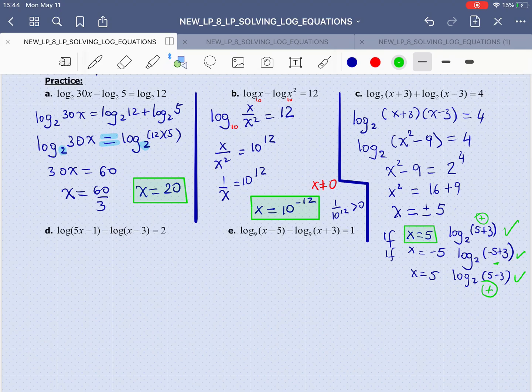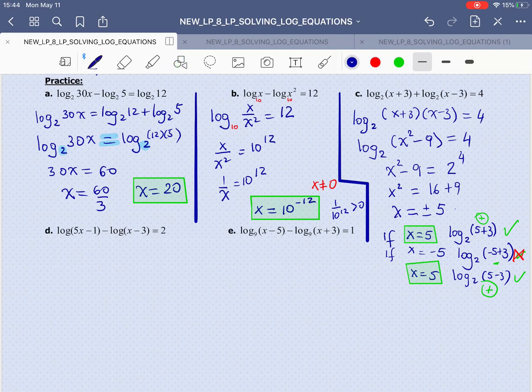So x equals 5 we had no problems with, right here. And this x equals 5, no problem with that. So we'll accept it. But x equals negative 5 didn't work out for us. So we're going to give this a no and we'll reject it.